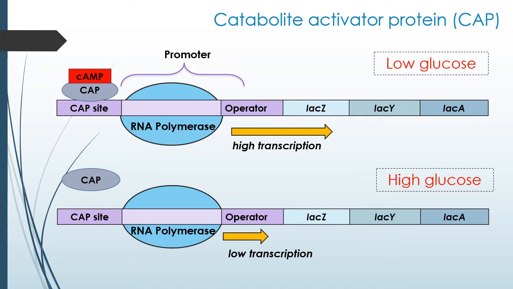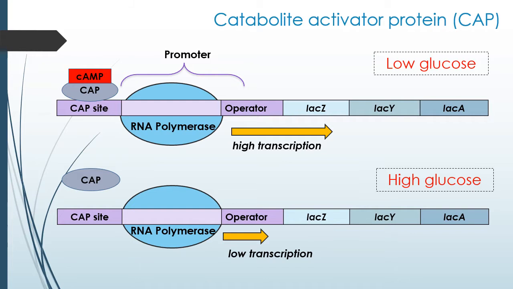This strategy ensures that bacteria only turn on the lac operon and start using lactose after they have used up all of the preferred energy source, glucose. So when does the lac operon really turn on?